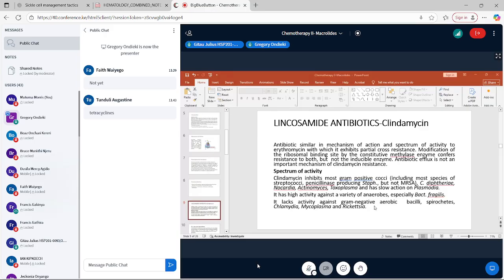Chlamydia is a sexual transmission. Yeah, it's sexually transmitted. That's Chlamydia trachomatis. Forget about that one. We usually have chlamydia that causes pneumonia, right? The Chlamydia pneumoniae. We have Chlamydia pneumoniae, Chlamydia psittaci, right?